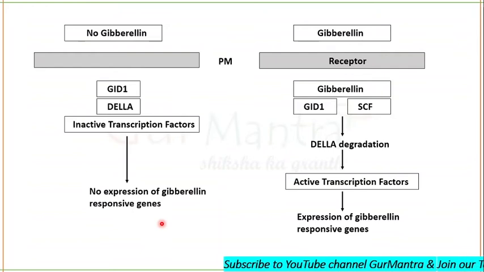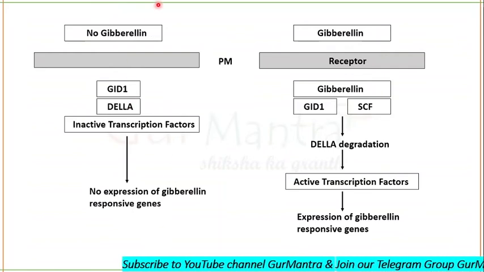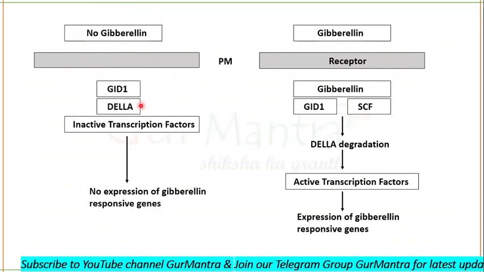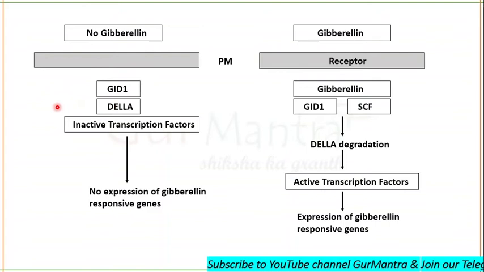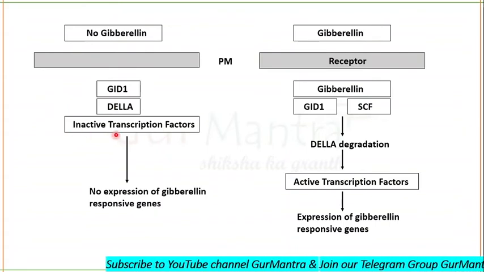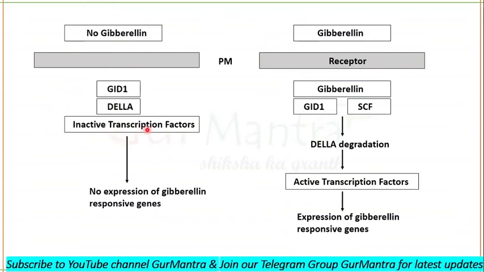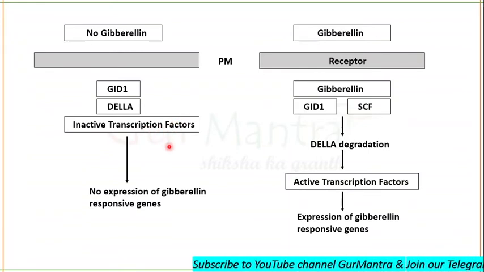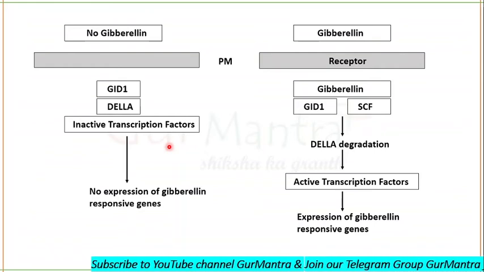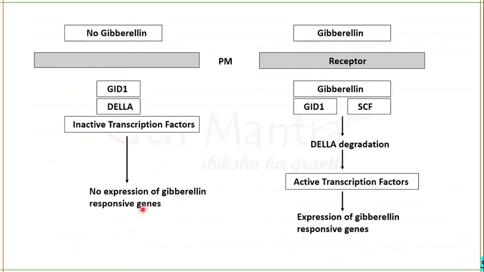And if no transcription factors are activated, there will not be any expression of gibberellin responsive genes. You understand? No gibberellin means no recognition of DELLA, the receptor won't be able to recognize DELLA, then DELLA is free to perform its function. It will be preventing the binding of transcription factor to the DNA, or it will cause their degradation. And if transcription factors won't be able to perform their function, then there will be no transcription of gibberellin responsive genes. Got it?